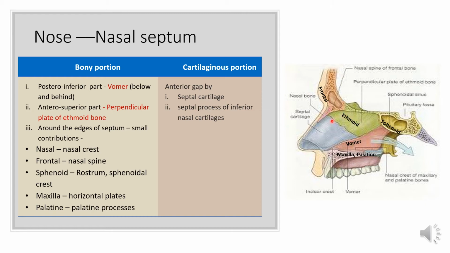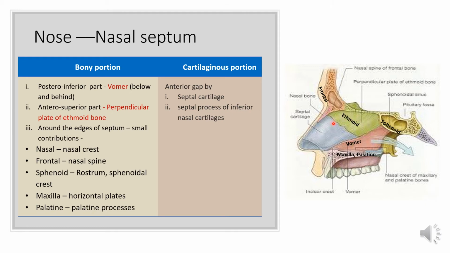And around the edges of the septum, you can see the contributions from the nasal bone, that is the nasal crest, and the frontal bone that forms the nasal spine, and from the sphenoid, the rostrum and the sphenoidal crest. The maxilla, the horizontal plate, is contributing, and then the palatine, the process of the palatine bone. These are the contributions from the various bones.